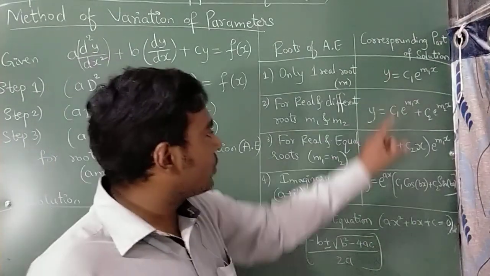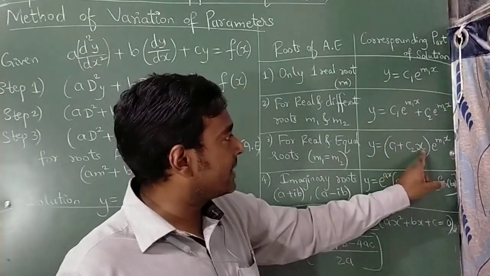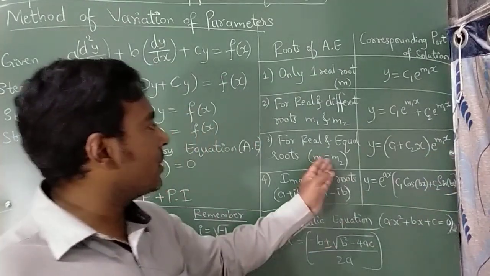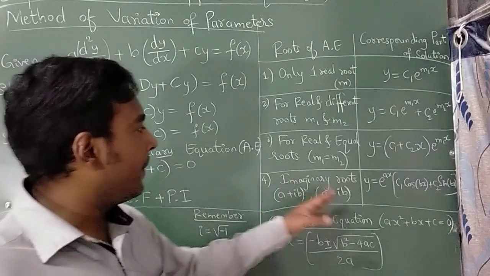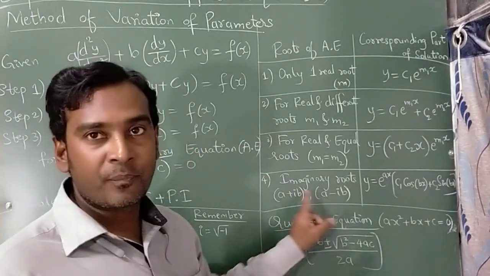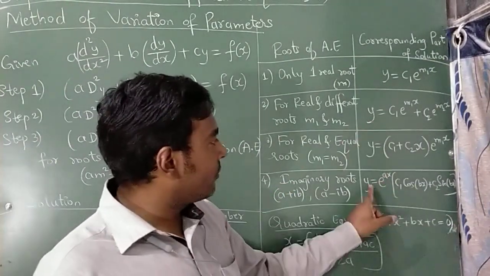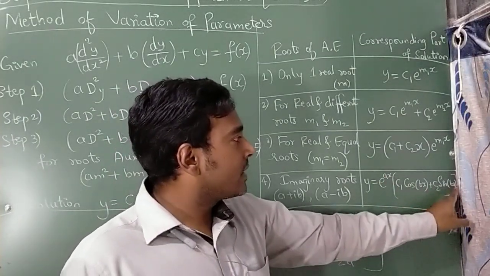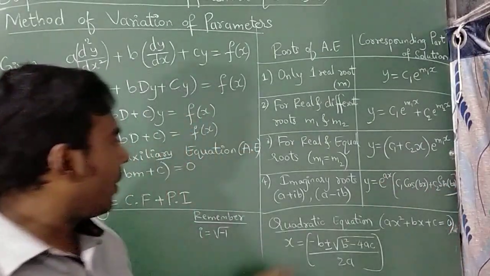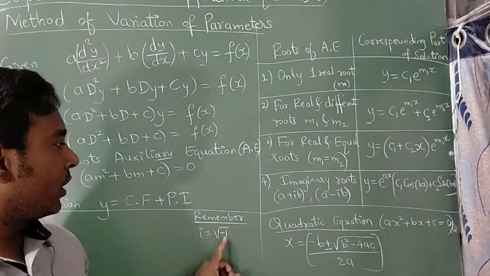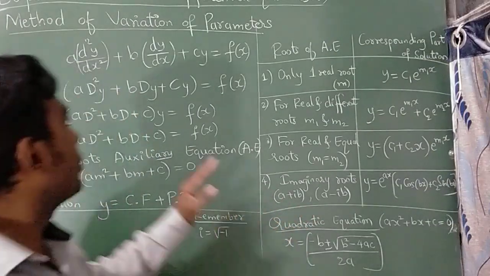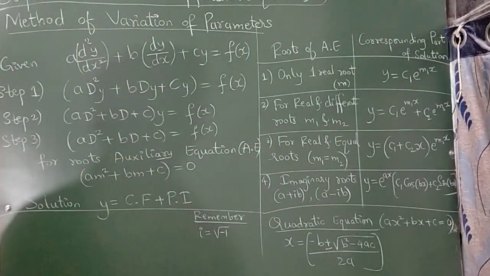Assume that if you get the x value for real and equal roots, it means m1 is equal to m2, then the solution will be y is equal to (c1 plus c2x) into e raised to m1x, because both are equal. If you get imaginary roots in terms of i, then the solution will be y is equal to e raised to ax (c1 cos bx plus c2 sin bx). Now i is the square root of minus 1. These things you should know to solve the method of variation of parameters.